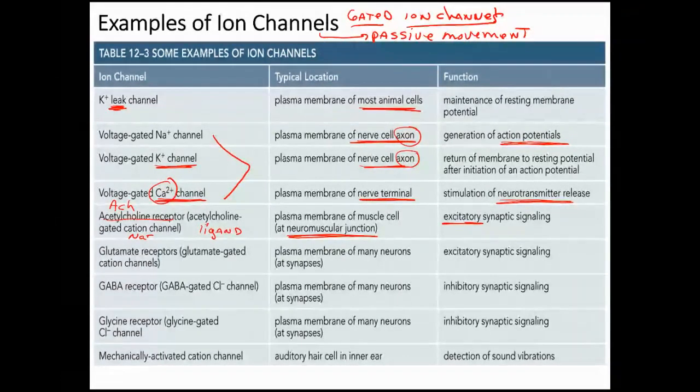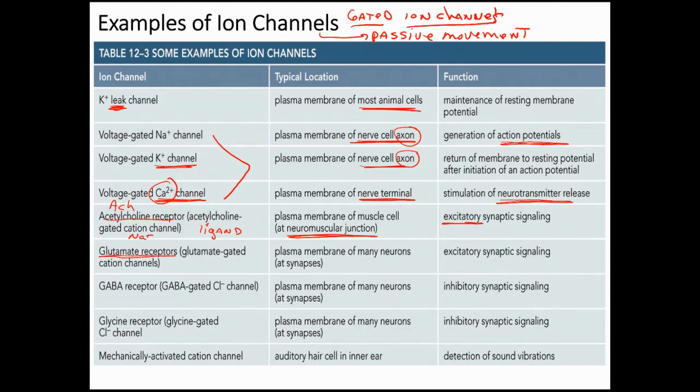Okay, if it's excitatory, it's going to end up causing what? An action potential in whatever the excitatory tissue is, whether that's a muscle tissue or a nerve tissue, or sometimes it could even be an endocrine tissue. All right, so the acetylcholine receptor, which is a what? Which is a gated sodium channel. Then we also have some other ligand-gated channels, such as the glutamate receptors.